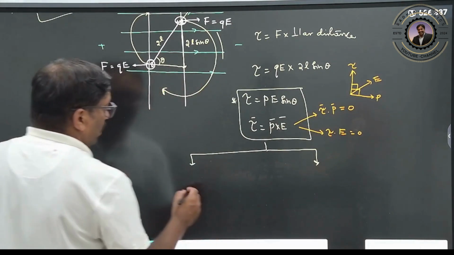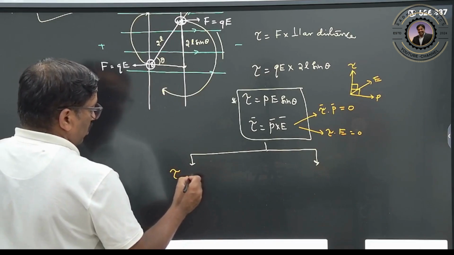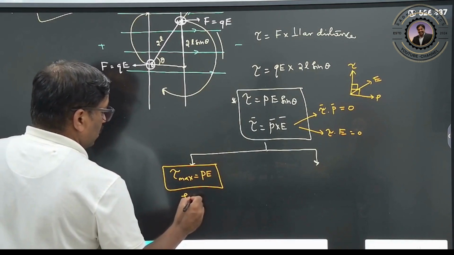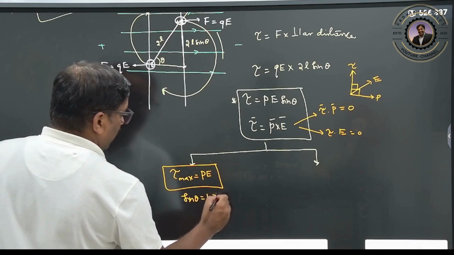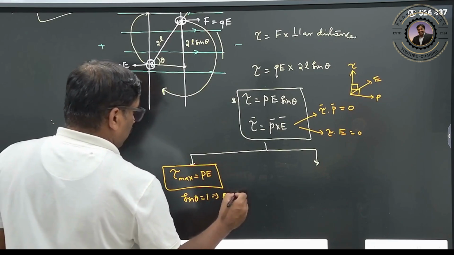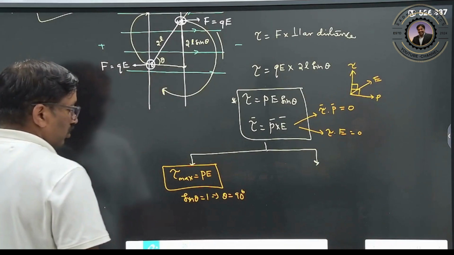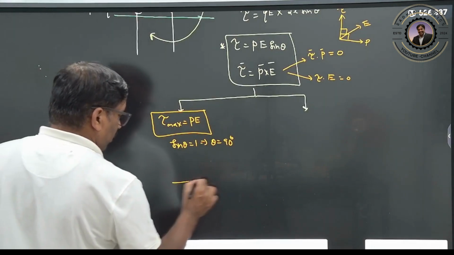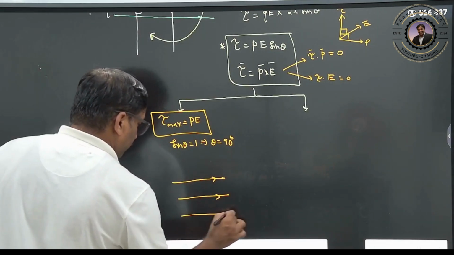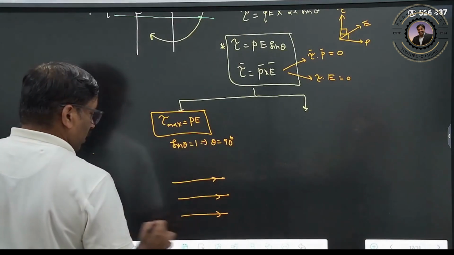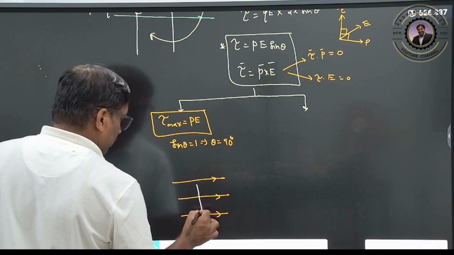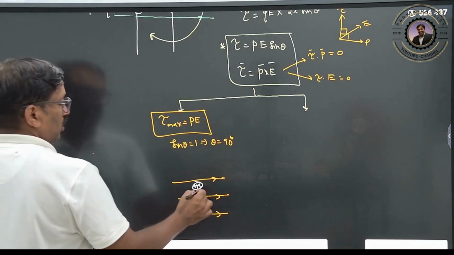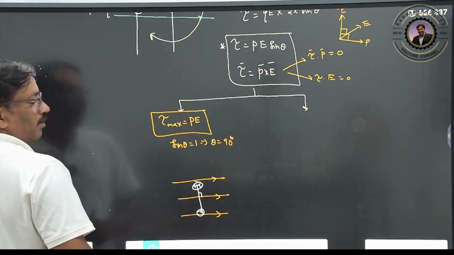Clear? So when the torque will be maximum, the maximum torque is nothing but P into E. This is your maximum torque when sin theta is equal to 1, that implies theta is equal to 90 degrees. That means if the dipole is exactly perpendicular to the electric field, this is your electric field, how will the dipole be? The dipole will be like this. This is your minus Q, this is your plus Q. Clear? So this should be perpendicular, then the torque will be maximum.